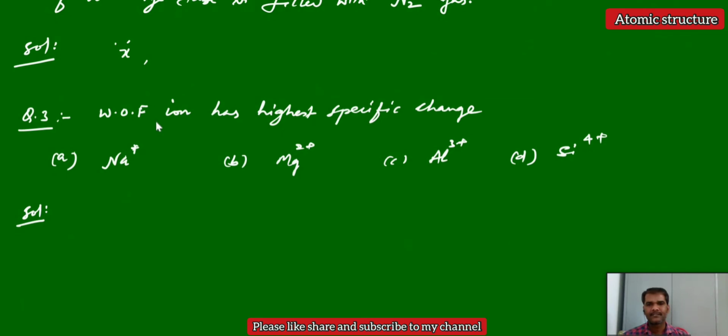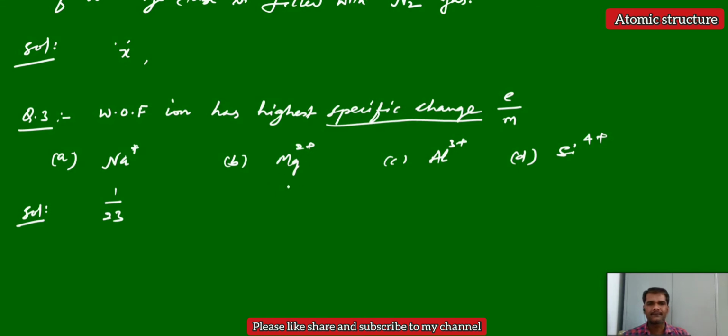See here, which of the following has the highest specific charge? Nothing but e by m value. Just you calculate e by m, where e is nothing but charge. Charge may be electron charge, it may be proton charge. e means it is not always electron only. e means charge of any ion, charged particle. In case of sodium, we have one positive charge. So you have 1 by mass of that particular object. Here sodium ion means mass of sodium is 23.